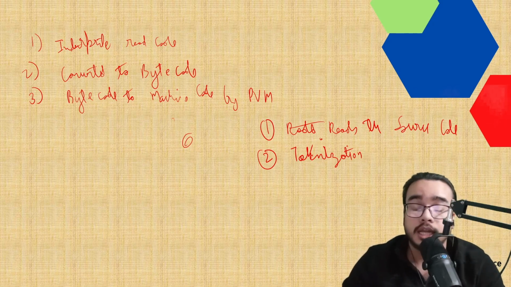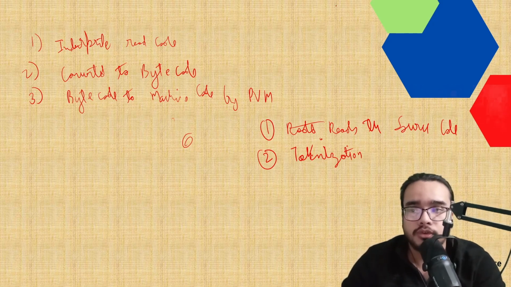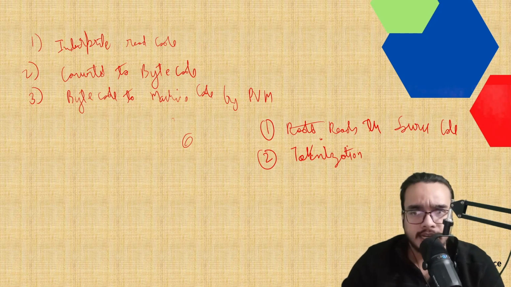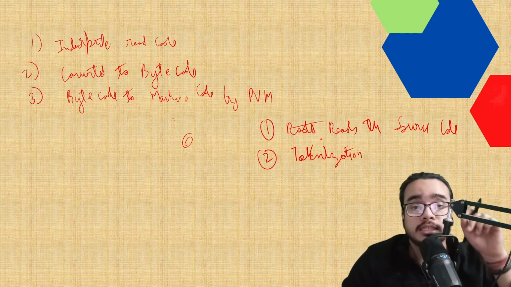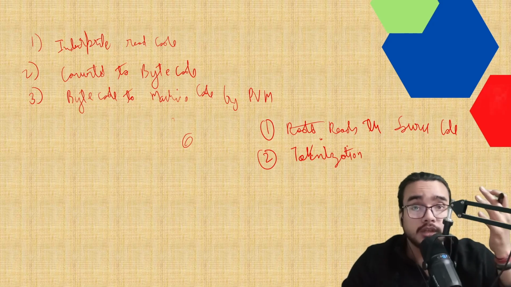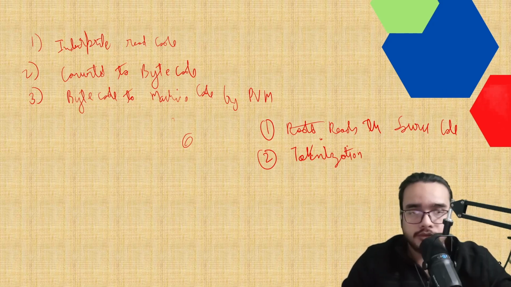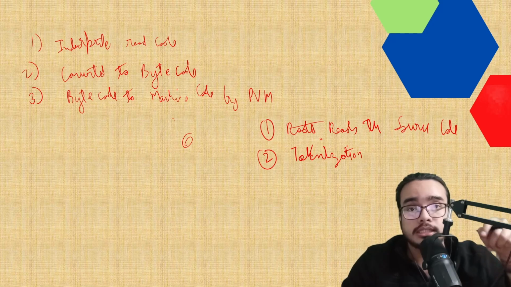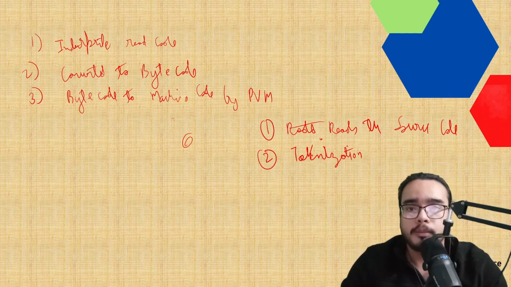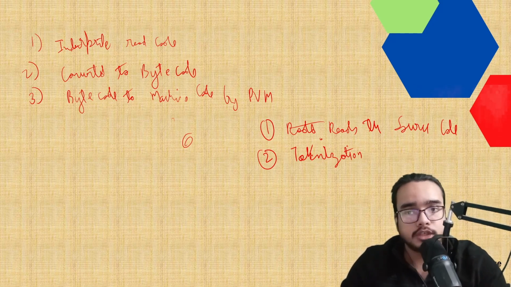Let's do a quick recap. First of all, the interpreter reads your source code, tokenizes it, and checks the syntax. Then the tokens are converted into bytecode. Bytecode is like just one step before machine code. Then the bytecode is executed using the PVM, or Python Virtual Machine. So this was how your Python code is actually executed.